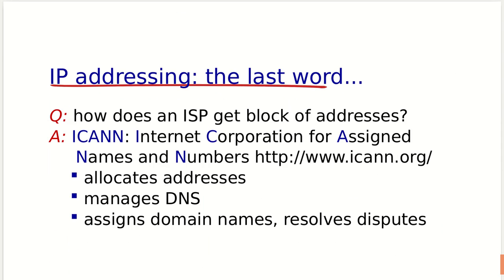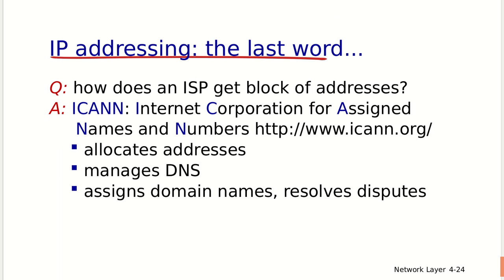Okay, ICANN stands for Internet Corporation for Assigned Names and Numbers. It allocates the IP address ranges to particular organizations or service providers, let's say. It manages the DNS services as well to a certain extent, and it can also assign domain names and resolve any disputes regarding the domain names, as well as any duplication of IP addresses on the internet.